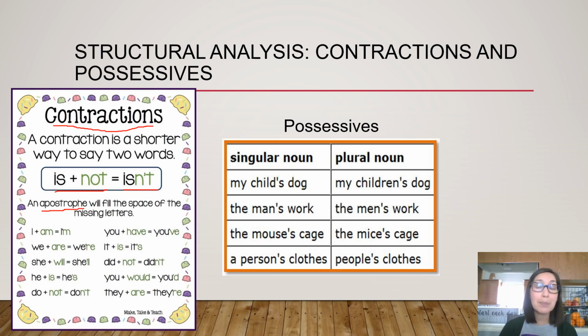An apostrophe is placed on top because you are actually taking out a letter. So in the words is and not, we've taken out the letter O and we've added an apostrophe to make it into one word. If you look below, you'll see different examples of contractions. Here we have the words I and am, and it turned into I'm. Well, what did they remove? They took out the A. The A was taken out, and they added an apostrophe to make the word I'm.